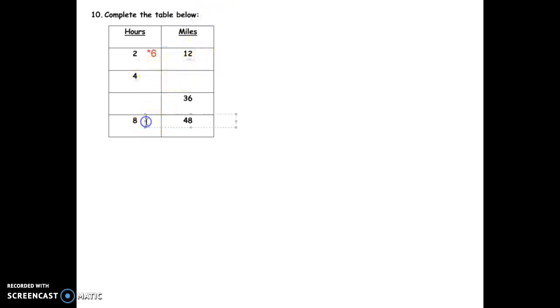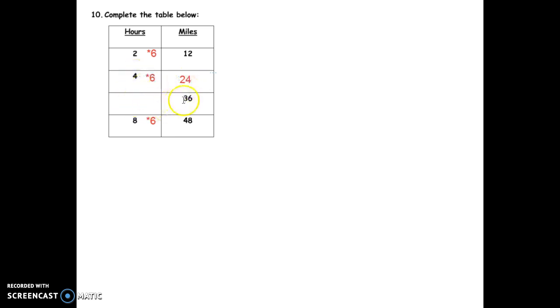So we're going to do the same thing here. Let's test it out over here as well. 8 times 6, I'm using the same number, that's our relation, equals 48. So that is correct, right? So all we have to do is fill in the rest of them. So what's 4 times 6? It's going to be 24.